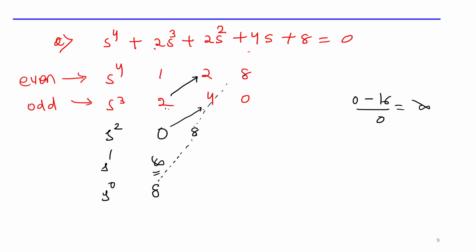Okay, but let me see here. What is the answer? Remember that whenever you encounter a zero in the first column, immediately stop there. Okay, no problem. You understand what I told?